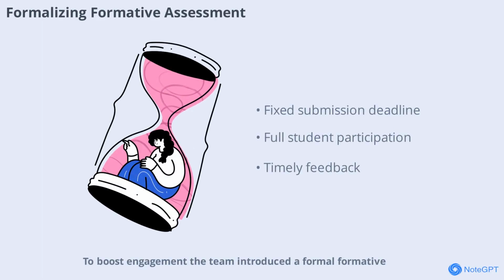To boost engagement, the team introduced a formal formative assessment with a fixed submission deadline. Students were required to submit a 750-word mini-critique online at the module's midpoint. This process was fully integrated into teaching, with clear guidance and explanation of the rubric provided beforehand. The result: full participation, 100% of students engaged with the formative assessment, a significant improvement over previous years. Feedback was returned within 2 weeks, ensuring timely support for student development.